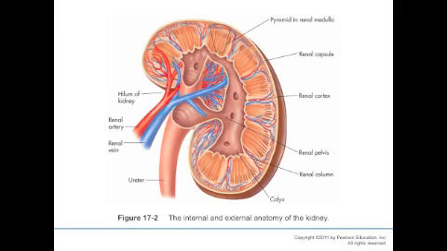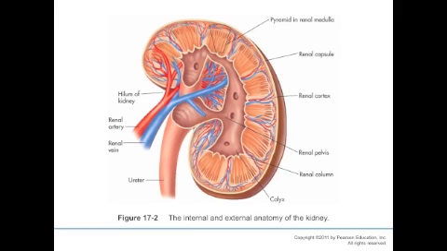Figure 17-2 that comes from page 434 of your textbook shows a sagittal view through the kidney. This figure is titled The Internal and External Anatomy of the Kidney. And if you look at this, you'll find that the kidney is indeed shaped like a bean. The outer layer is called the renal capsule. Inside the capsule, you'll find the layer that's referred to as the cortex.